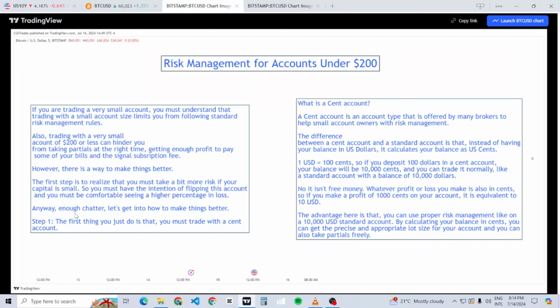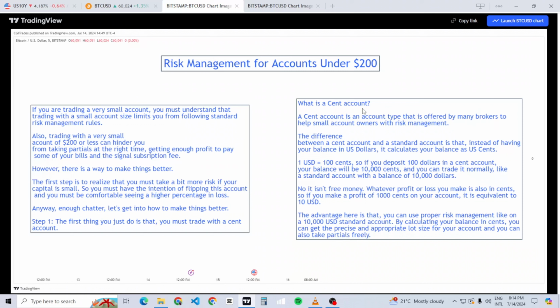Okay, so now enough chatter. Let's get into how to make things better. Step one: the first thing you must do is trade with a cent account. Now, what is a cent account? A cent account is an account type that is offered by many brokers to help small account owners with risk management. The difference between a cent account and a standard account is that instead of having your balance in US dollars, it calculates your balance in US cents.